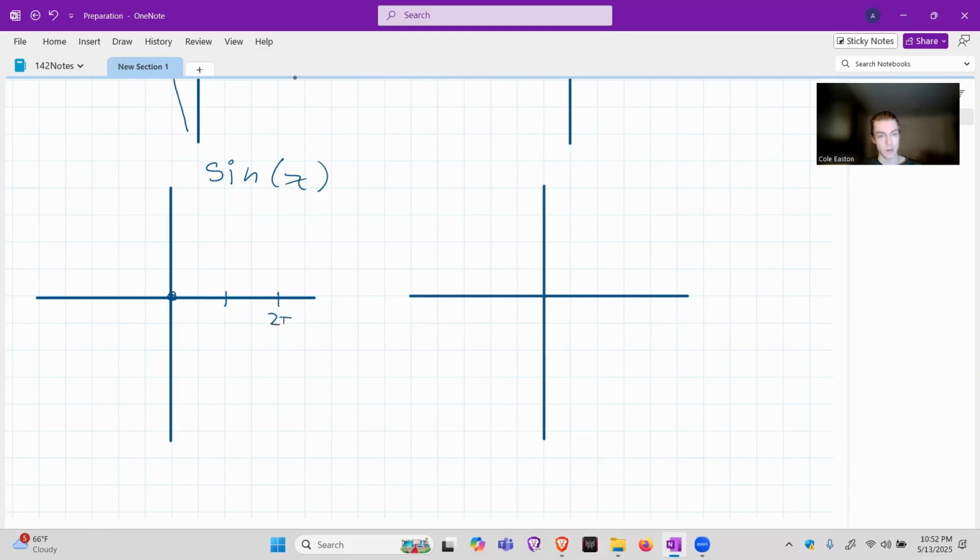So let's go 2 pi here. Pi over, well, that's 3 pi over 2. And this is pi over 2. Oops. Erase pi over 2. Okay. So sine of 0 is 0. Sine of pi over 2.